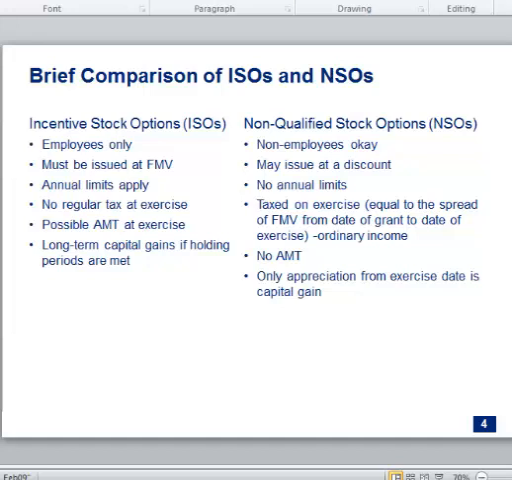The tax is triggered when the employee exercises. So an employee can wait and wait and wait and not exercise until they're ready to pick up the income or to sell the shares. And that's a common thing to do. But otherwise, this stuff is taxed at ordinary rates, ordinary income, no tax advantage.